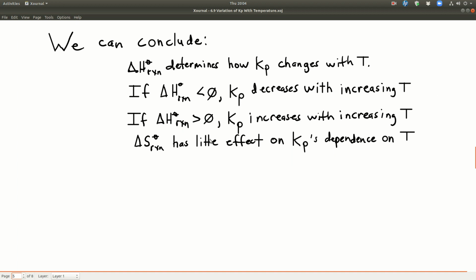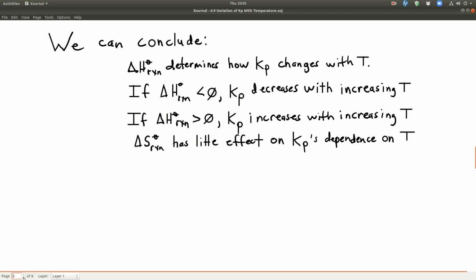So we're going to use that in just a second, guys, but here's what we can say qualitatively: what determines how Kp changes with temperature is the delta H. That's the delta H over T term. If delta H is less than 0, it's negative, then Kp decreases with increasing temperature. If it's greater than 0, Kp increases with increasing temperature.